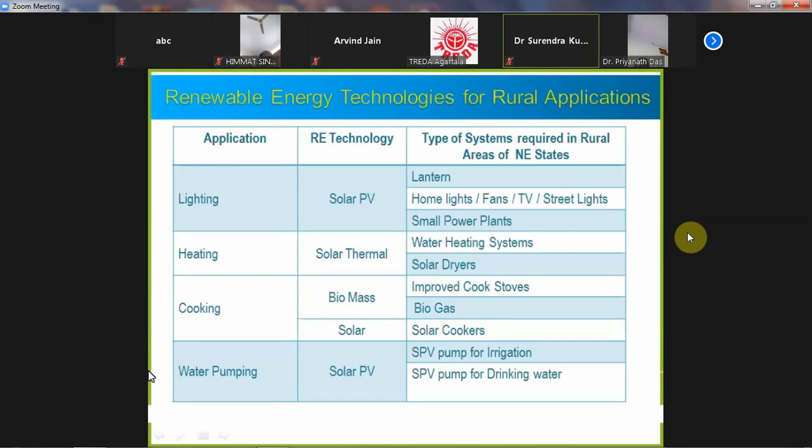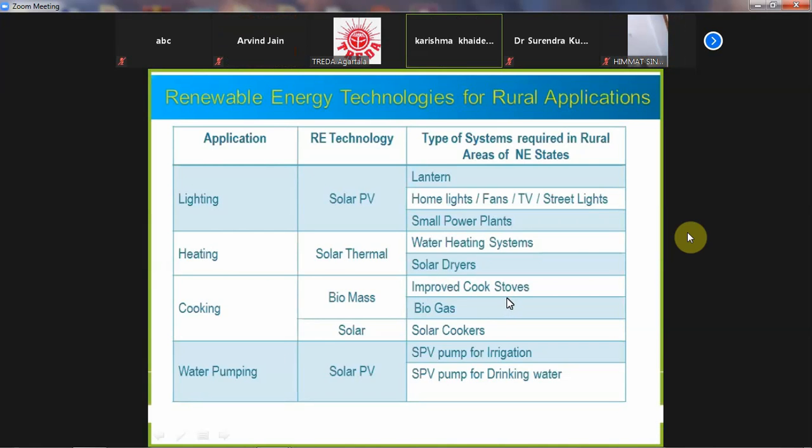Also, we can use the biogas plant. If any family has 2 to 3 cattle or cows, they can easily use biogas for cooking purposes three times a day. We have installed about 2,000 such biogas plants in Tripura, and they are functioning fully.